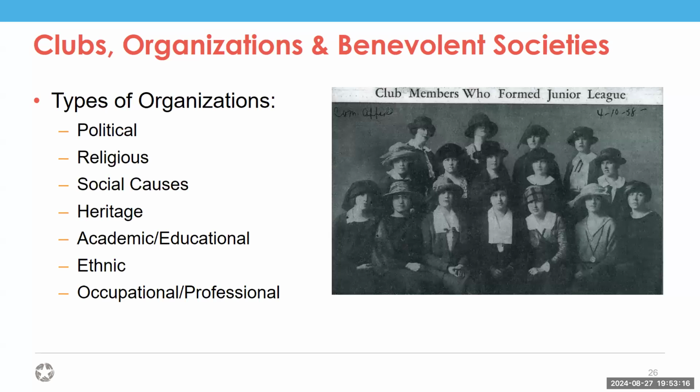Same for different ethnic groups or different occupational or professional groups. For librarians, we have the American Library Association or the Texas Library Association as professional organizations that we can join. Did those sort of things exist? Was there a teachers union that your ancestor might have been a part of?